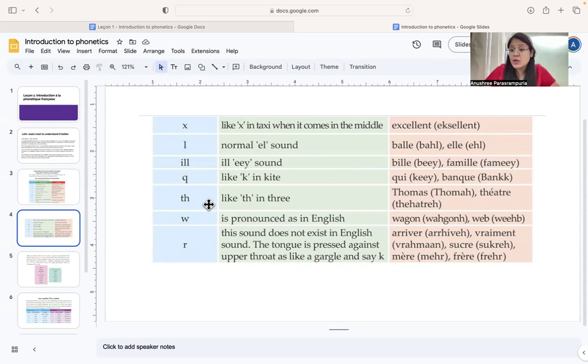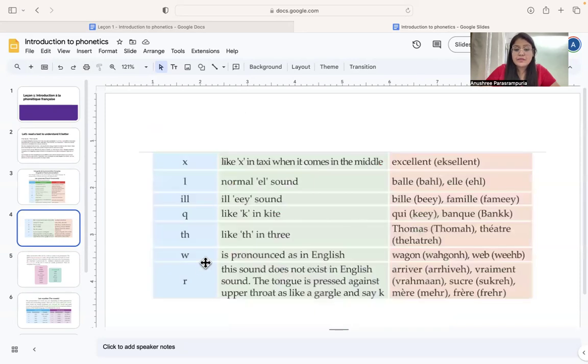TH has a t sound. However, H we know is silent in French, so it's going to be Thomas, théâtre. Okay, repeat after me, please. Théâtre. Then W is pronounced with a little V sound. For example, this is wagon. And this is web, same as in English.